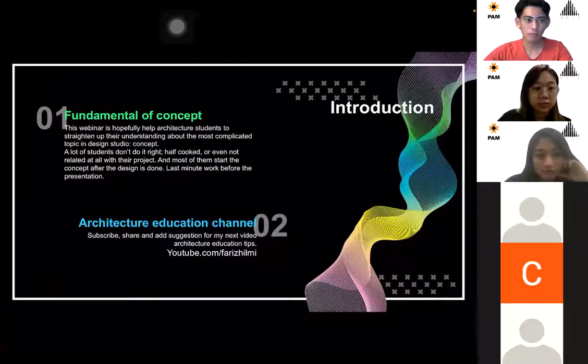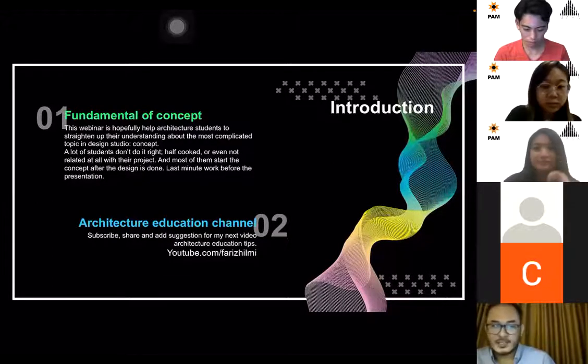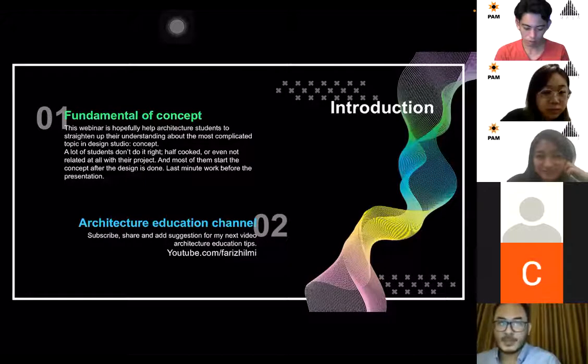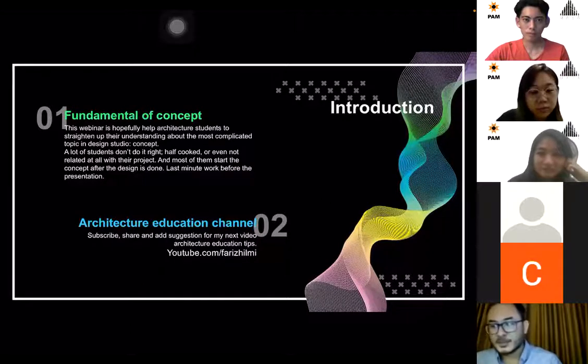And sometimes, most of the time, they start the concept after all the design has been done. Last minute work before presentation, this is the famous thing. You design a certain thing and then it looks like a wave. Okay, that's my concept, wave. Although it didn't start as a wave, maybe something like a shell or anything else, but because wave sounds cooler, okay, we go for that. But the thing is, it's not like that.